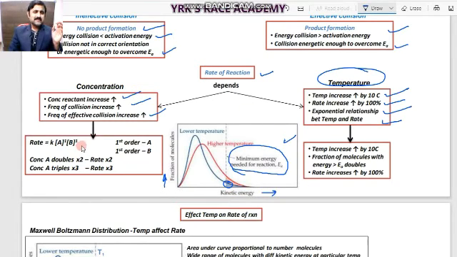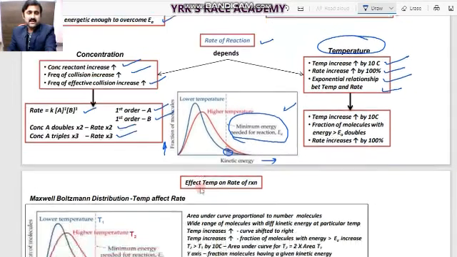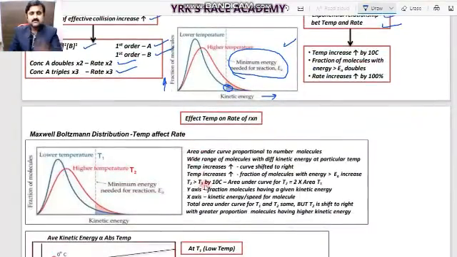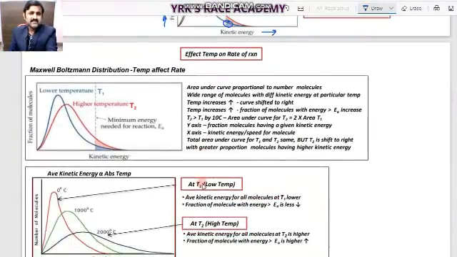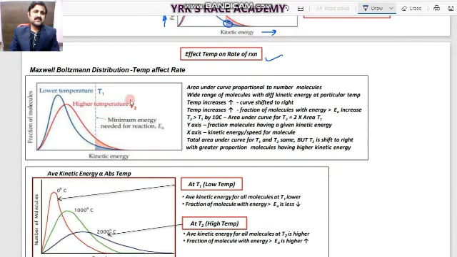So what is the general rate expression? That is k into [A] power 1 into [B] power 1. It is first order with respect to A and first order with respect to B. The overall reaction order is 2. If the concentration of A doubles, then the reaction rate doubles. If the concentration of A triples, then the rate of reaction also triples. That means rate is directly proportional to the concentration of reactant.